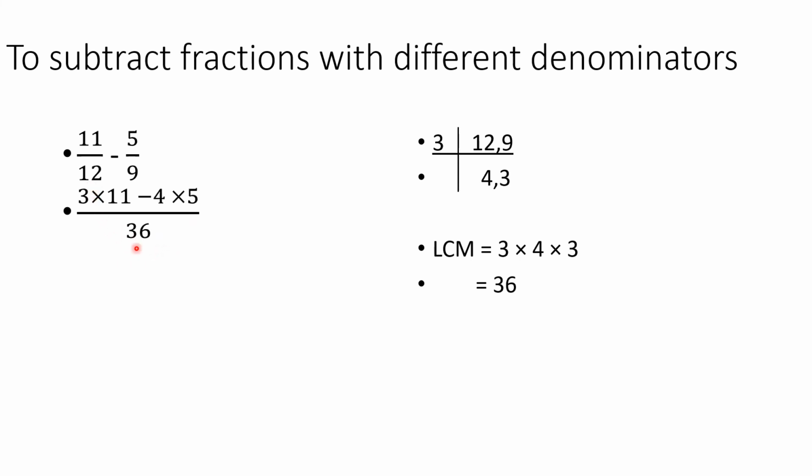Now we will divide 36 by 12. 12 3s are 36. Multiply by numerator 11, minus 9 4s are 36. So we will write 4 here. Multiply this numerator. Now we will solve this. 3 11s are 33 minus 4 5s are 20. So 33 minus 20 by 36. So here 13 by 36. So it is your difference after subtraction.